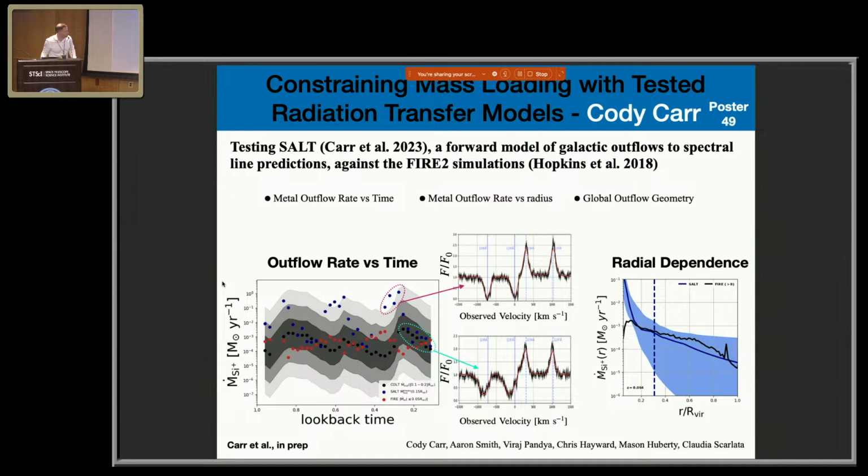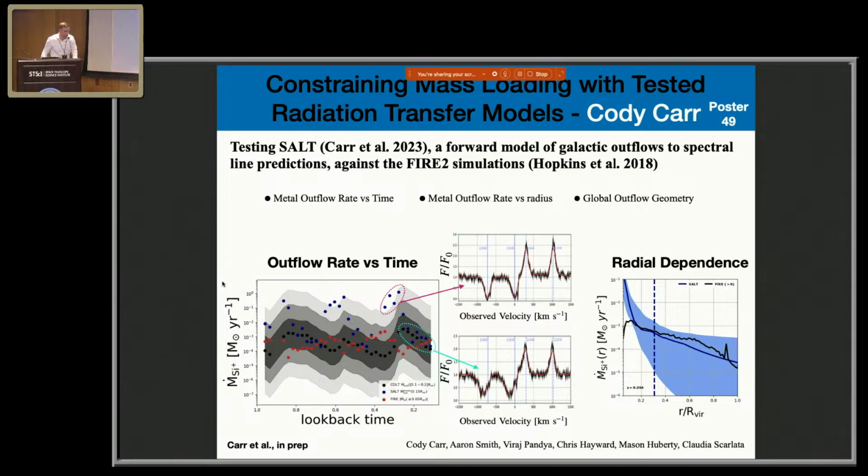So here I'm showing some tests of our ability to measure the outflow rate versus time, and then as a radially dependent quantity. So there on the left, those black points represent the outflow rates of FIRE, and the corresponding inflow rates are in red, and note that they're out of phase. And then the blue points represent the estimates by SALT, and we see that when the outflow rate dominates the net flow rate, SALT does a good job, but then a large bias appears when the inflow rate starts to dominate.